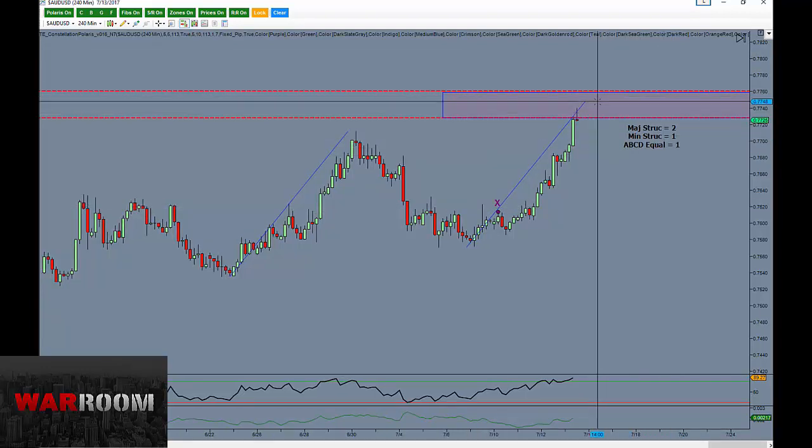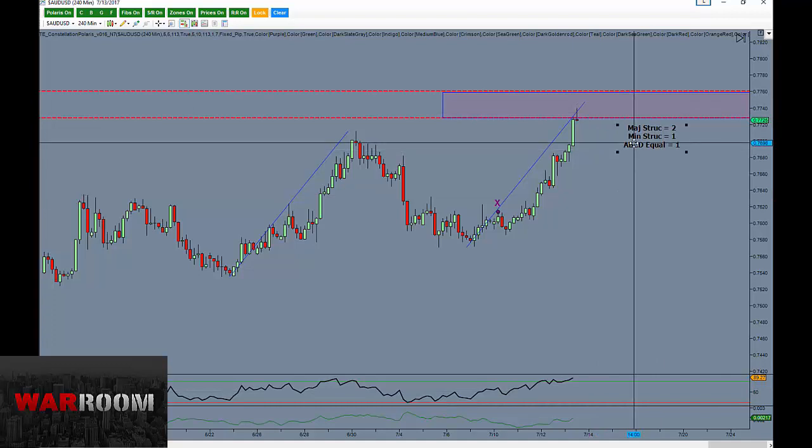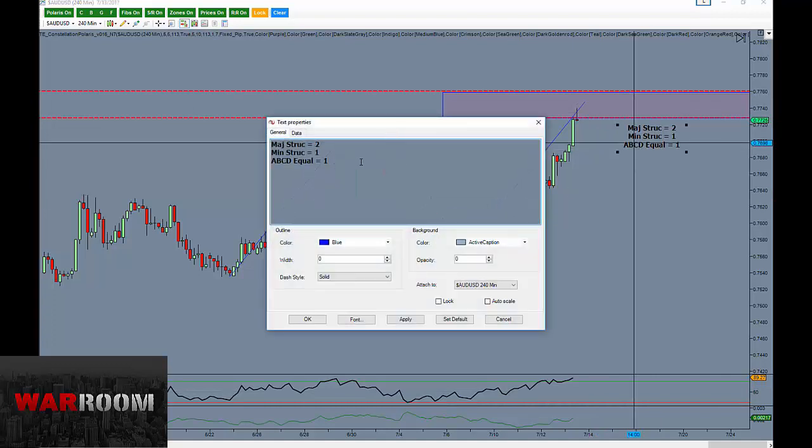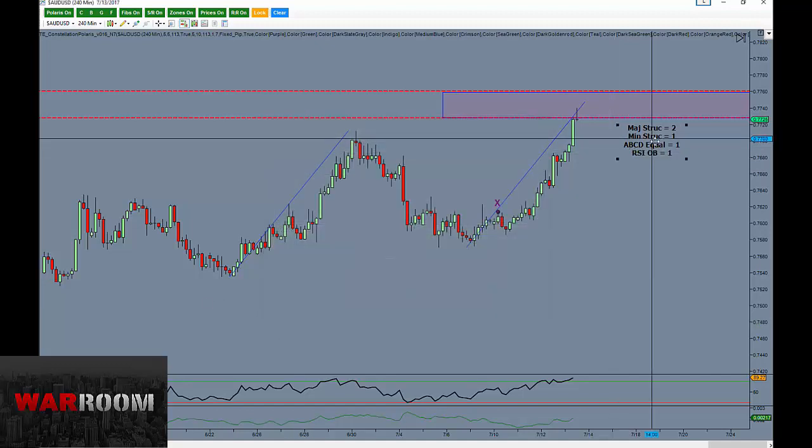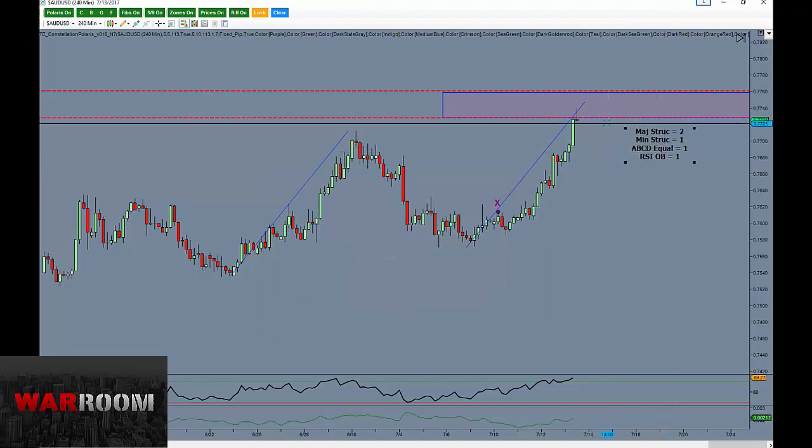So now we're pushing up. We've also got RSI overbought. So RSI, 1 point, overbought, 1 point, right? So that's another indication that the market's running out of steam. We can use that as another filter. So click OK. We're now building up this point scoring system.